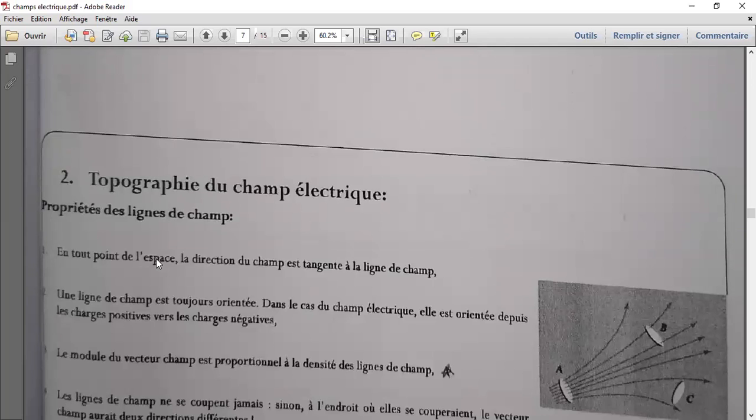Now the property of the lignes de champ is just the summary of it. The first one: en tout point de l'espace, la direction du champ est tangente à la ligne de champ. In all points of the space, the direction of the champ électrostatique is tangent to the ligne de champ. So when you have a ligne de champ, the tangent which you create, that's the direction of the champ électrostatique.